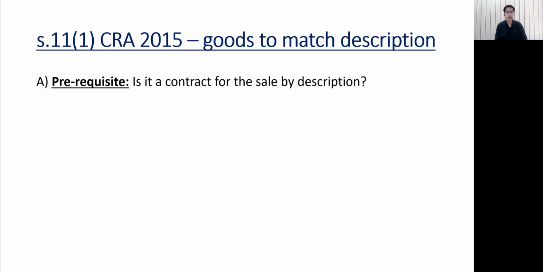And then secondly, what's a test for the breach? Now let's start with the first. Is it a contract for the sale by description? Now goods must match the description, but what is the description? When the goods were sold, by what description were the goods sold? Now, why do I want to raise this issue?